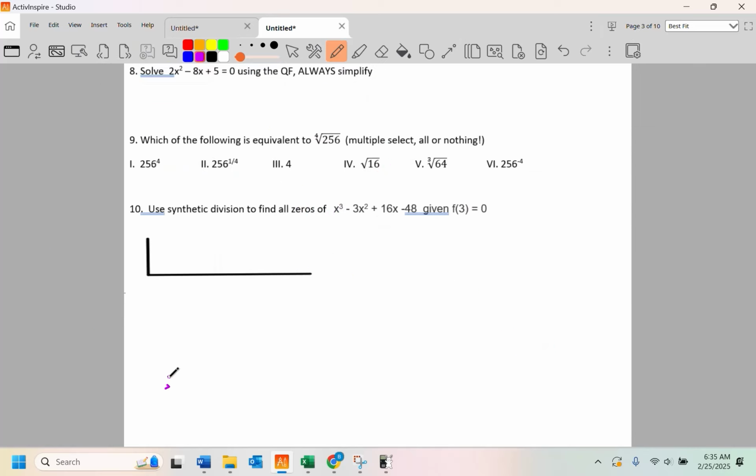Number 8, solve using the quadratic formula. You just sing the stupid song, x equals negative b. So opposite of negative 8 is positive 8, plus or minus square root b squared, which is negative 8 squared, minus 4ac, all over 2a. And then we figure out what's inside. So I know this piece is 64, okay? 4 times 5 is 20, times 2 is 40, and 64 minus 40 is 24.